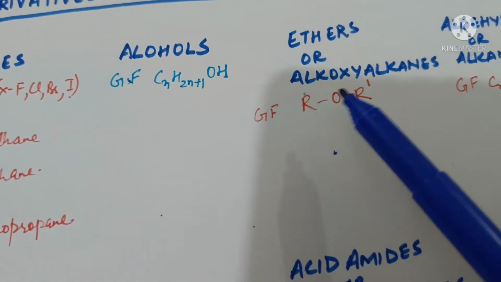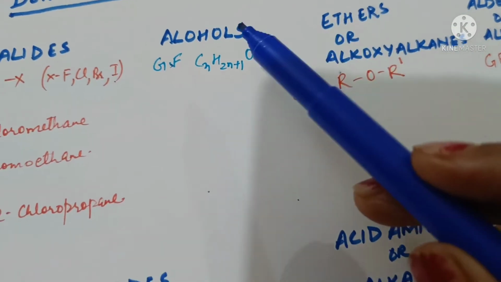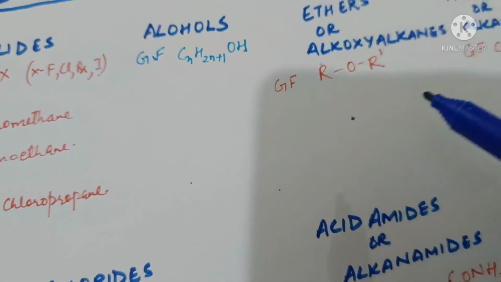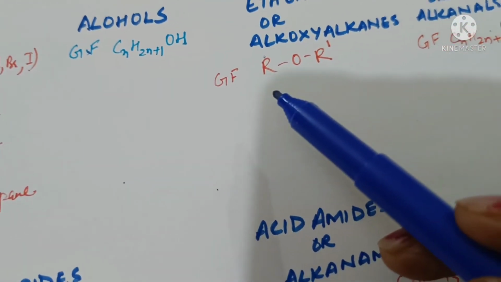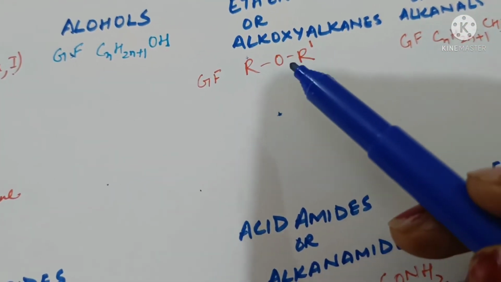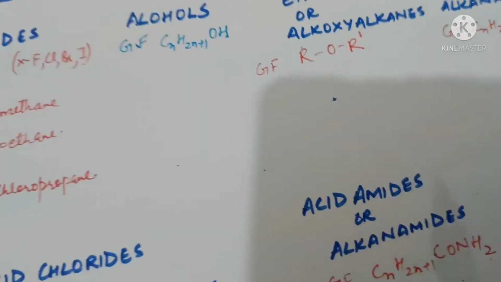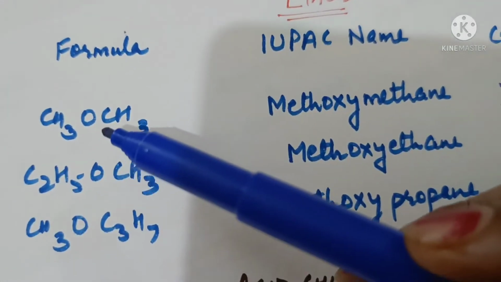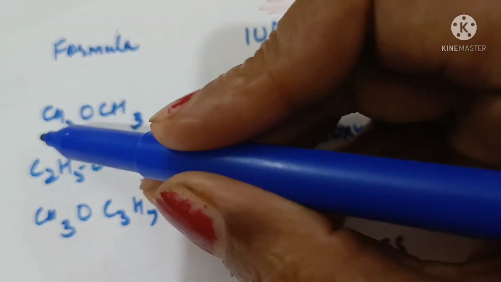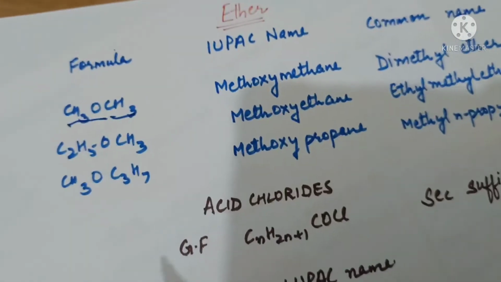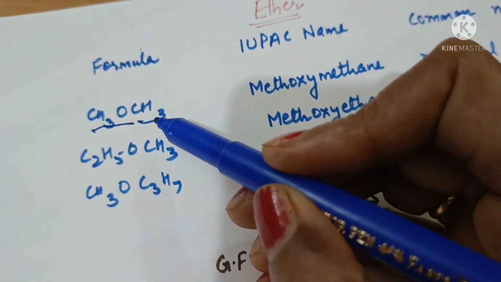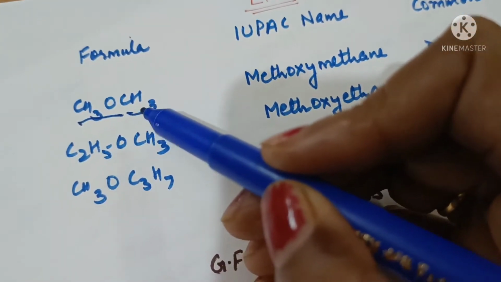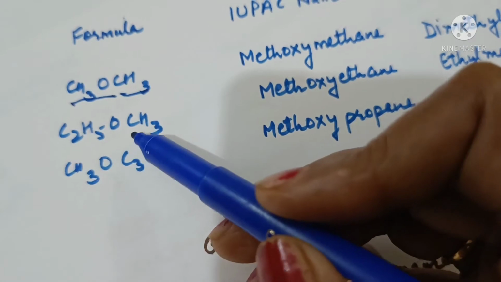Ethers or alkoxy alkanes. Ethers are functional isomers of alcohols because the molecular formula is same and the functional group is different. The general formula is that two alkyl groups are attached on either side of oxygen. So example for CH3OCH3 will be called methoxymethane. So this is the parent compound, and this is the substituent, which will be called methoxymethane. This is methoxyethane.